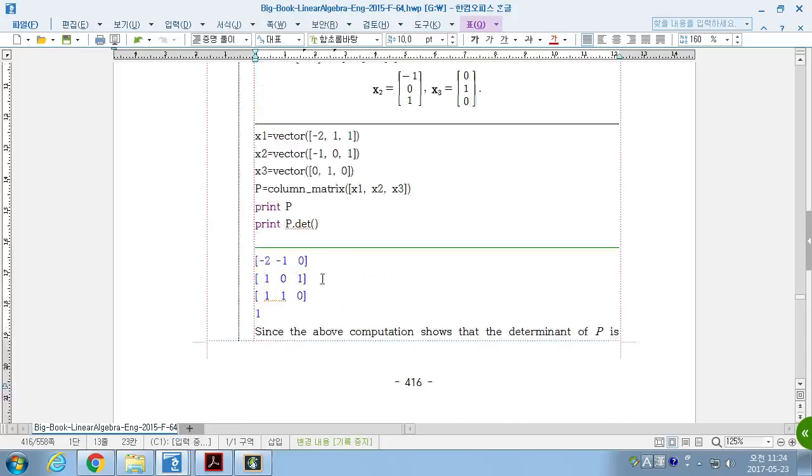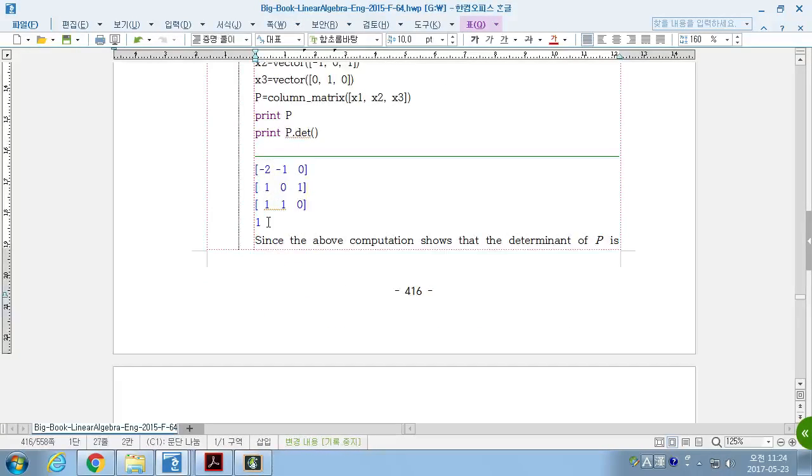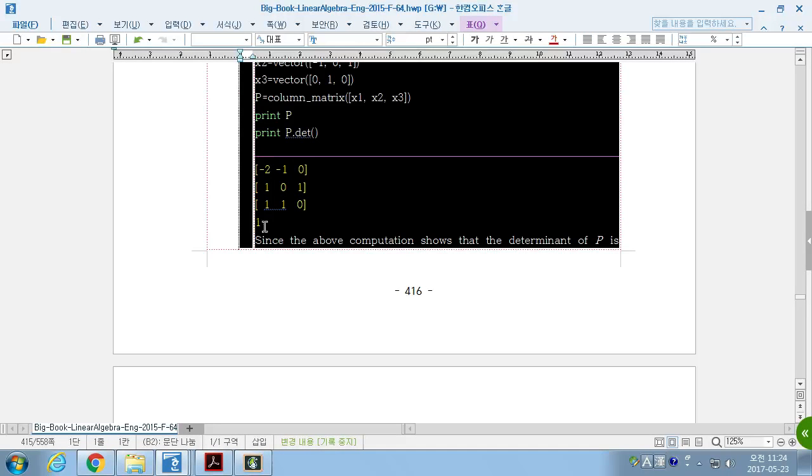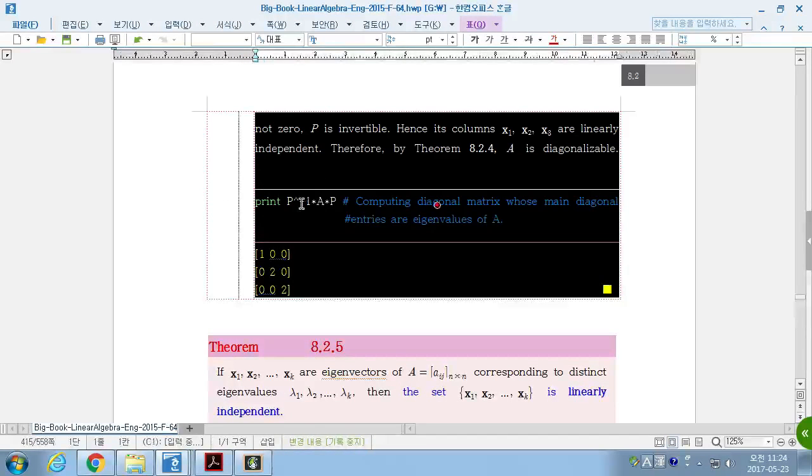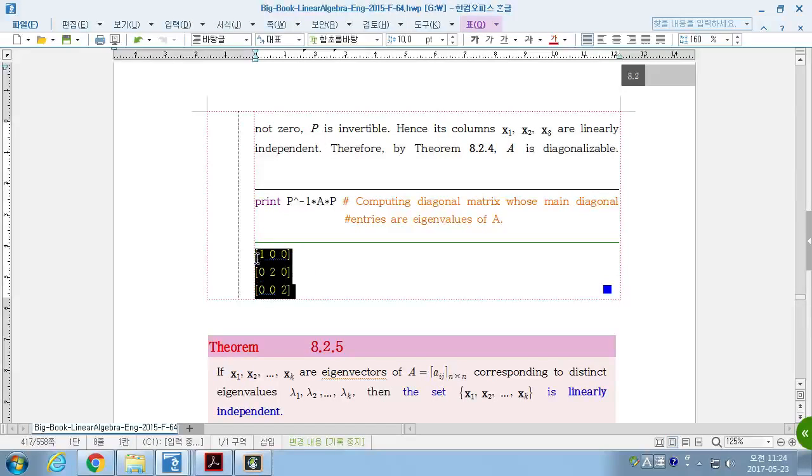So make a matrix P whose columns are x1, x2 and x3. And for this matrix, the determinant is not 0, so it's invertible. And if you compute P inverse AP, then P inverse AP should be a diagonal matrix whose main diagonal entries are λ1 and λ2 like this. Okay? You can do it.